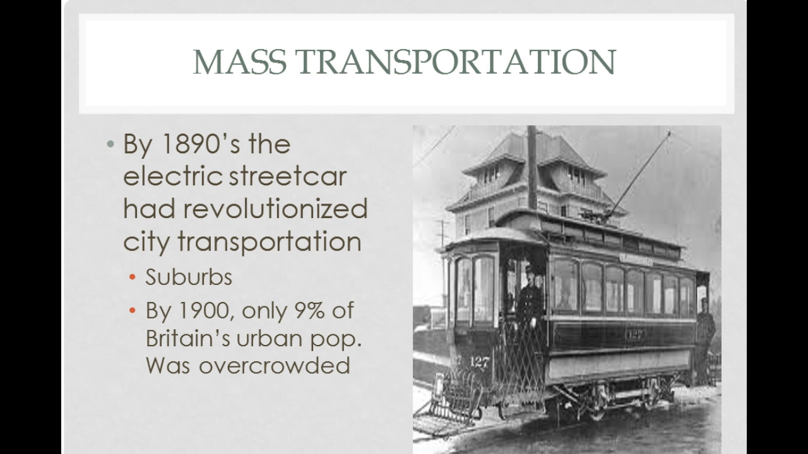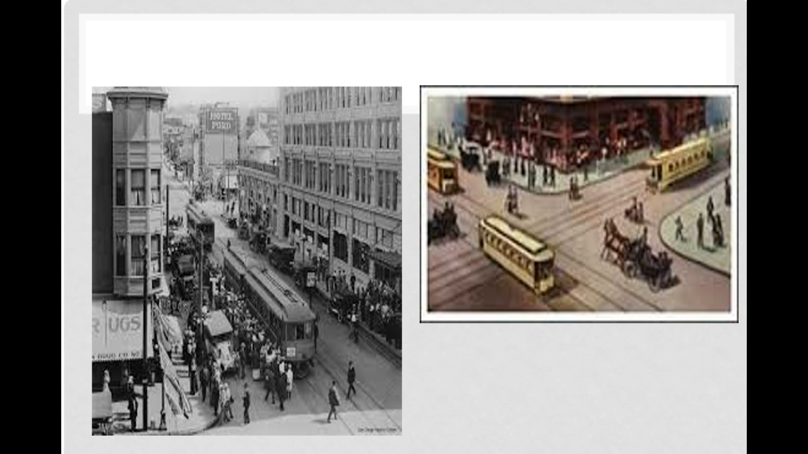So we'll see by 1900, only 9% of Britain's urban population was overcrowded because so many people are able to move to the suburbs. So streetcar, yay. Here's some examples of streetcars, early ones. A photograph and an illustration.